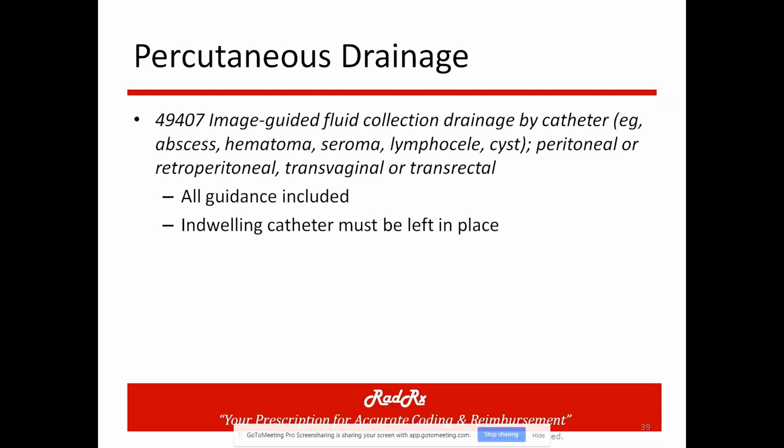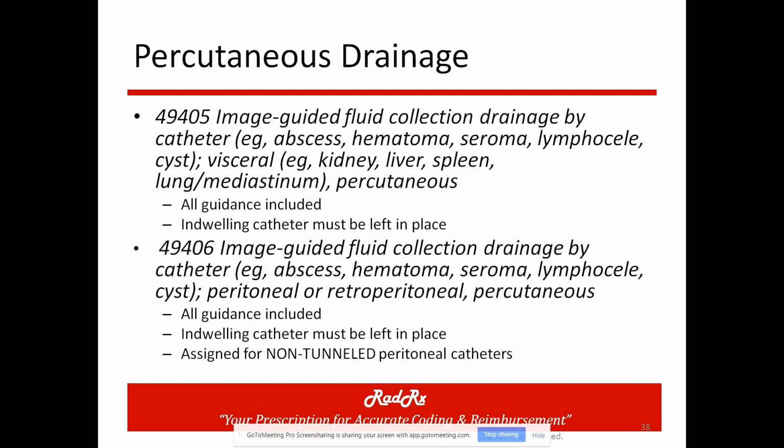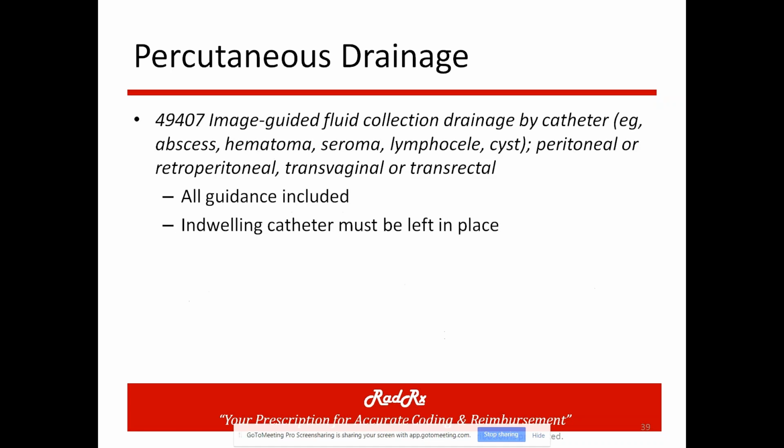And then moving on to code 49407, this is actually for an image-guided fluid collection, drainage by catheter, same code description, peritoneal or retroperitoneal via transvaginal or transrectal. So the only difference between code 49406 and 49407 is the approach. How are they doing it? The 49406 is going to be the percutaneous, and then the 49407 is going to be via transvaginal or transrectal approach. So that's the difference between those two codes.